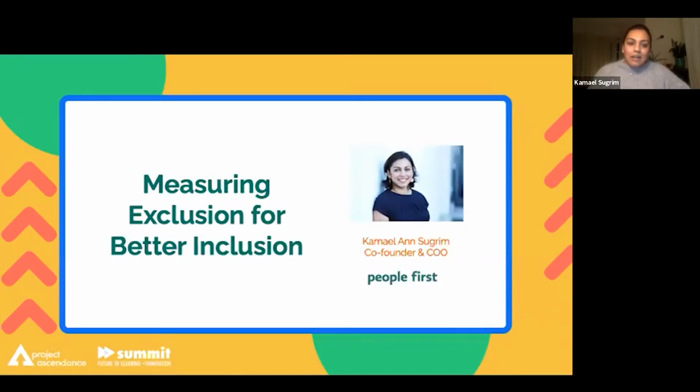So as Sonia said, I'm Kamael Sugrim. I am the co-founder and COO of People First. People First is a software platform that focuses on resolving workplace conflict. And I am going to share my screen and my slides. So I'm going to talk a little bit about how you can achieve greater inclusion by actually measuring exclusion.